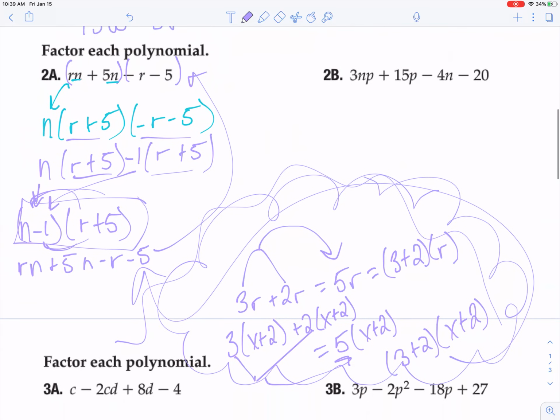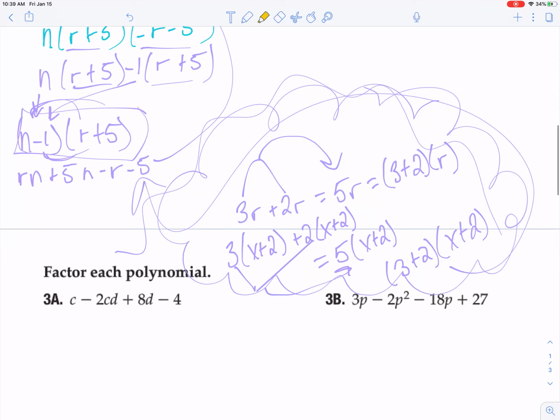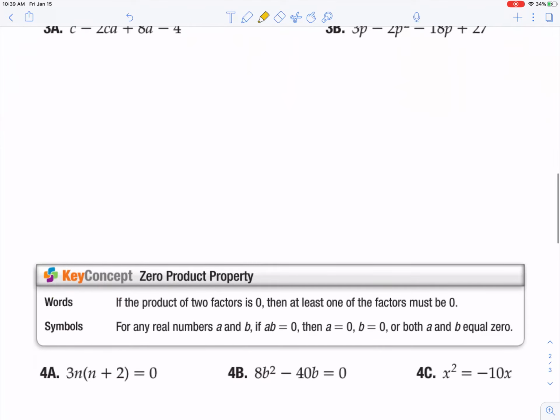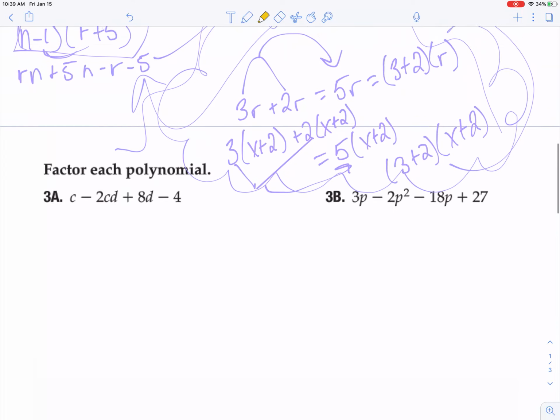If you find yourself in a spot where your 2 parentheses are super close to being the same, but one of them's negative signs are all messed up, then try taking out a -1. I think that's all we'll do for today.